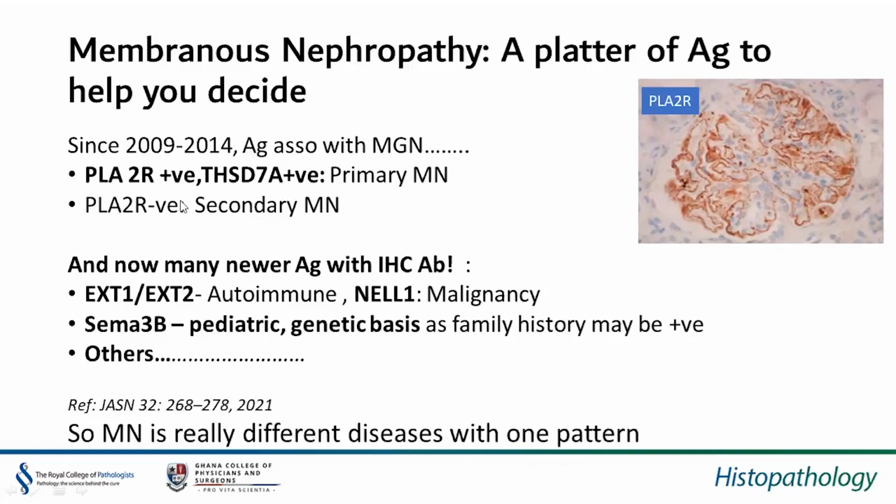Among the important ones, PLA2R and THSD7A are usually positive in most cases of primary membranous, and secondary membranous is usually PLA2R negative. Apart from PLA2R, there are so many newer antigens with newer IHC antibodies. For example, exostosin 1 and 2 for autoimmune type of membranous, NELL1 for malignancy-associated membranous, SEMA3B for pediatric membranous and membranous associated with genetics, and so many others.